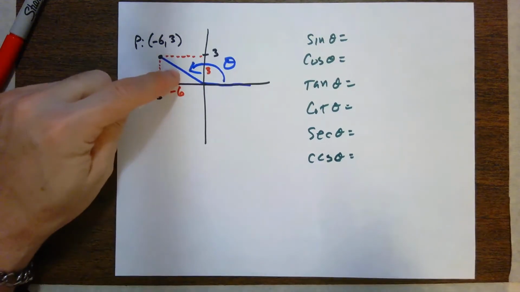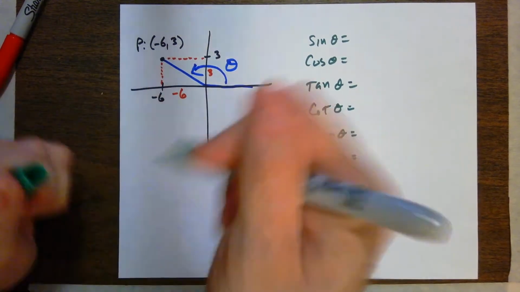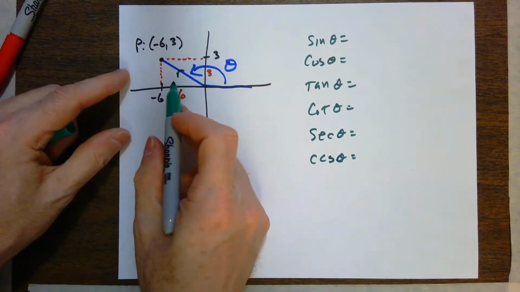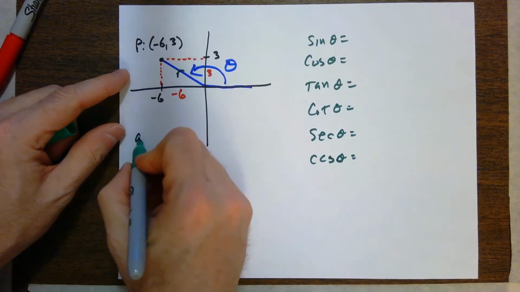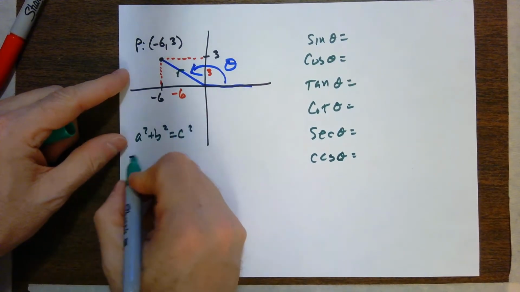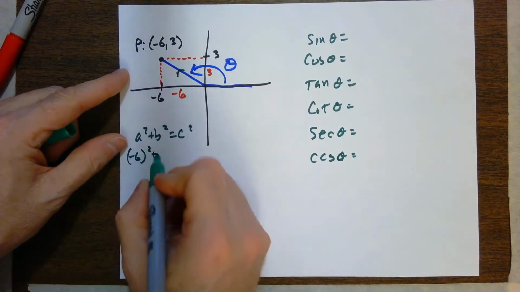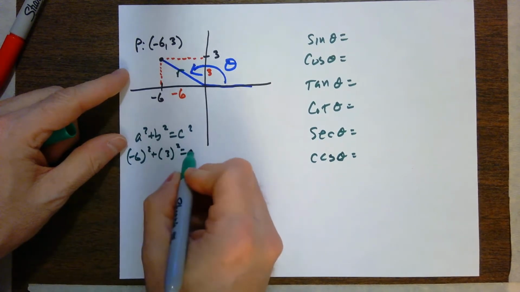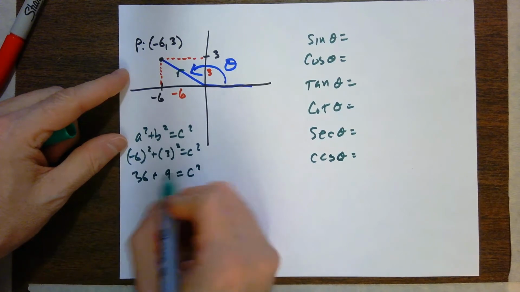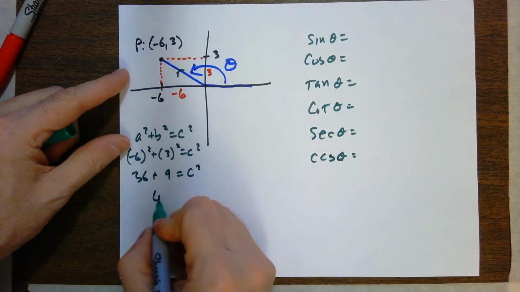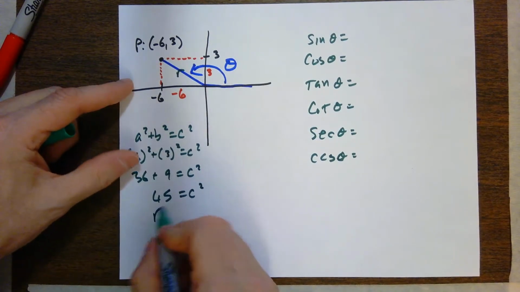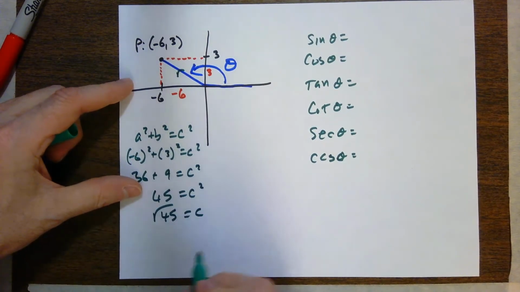Well, I don't know my radius. I need to know the r value here. What is the radius? What is that r value? How am I going to find that? Well, Pythagorean Theorem. A squared plus b squared equals c squared. -6 squared plus 3 squared is c squared. 36 plus 9 is c squared. 36 and 9 is 45 equals c squared. The square root of 45 is c.